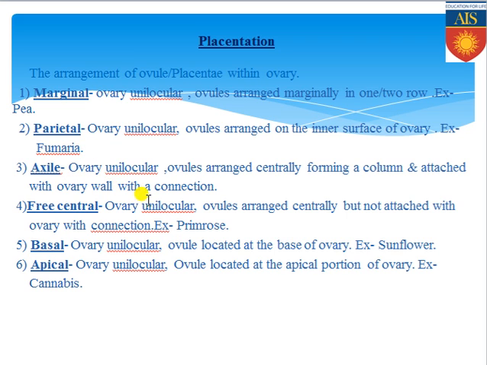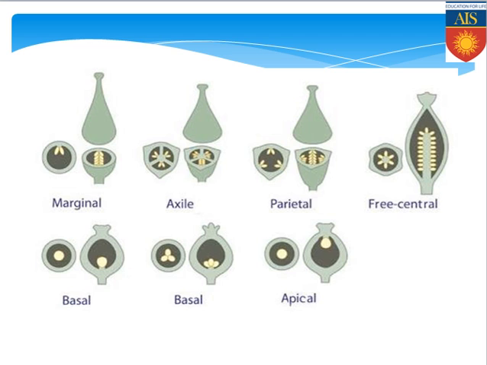Axial placentation, the ovary is unilocular, obviously, and ovules are arranged in such a manner that they form a central column, and surrounding that column all of the ovules are attached. And keep it in your mind also, the ovary wall is also attached with the centrally located column. So axial placentation is this one. You can see there is a centrally located column, and on the surface of the centrally located column these small ovules are connected, and also this centrally located column will be connecting with the periphery or the inner wall of the ovary with some specific bridge-like structures.